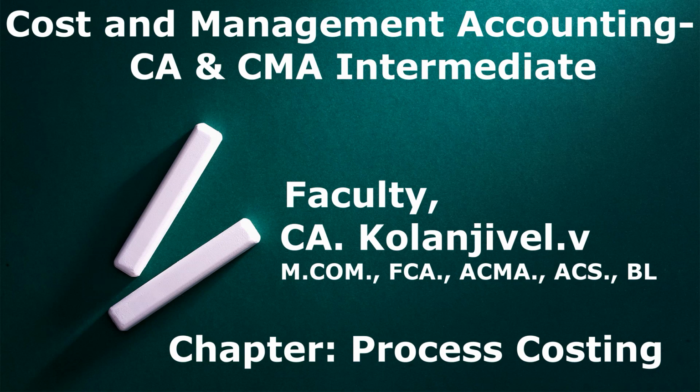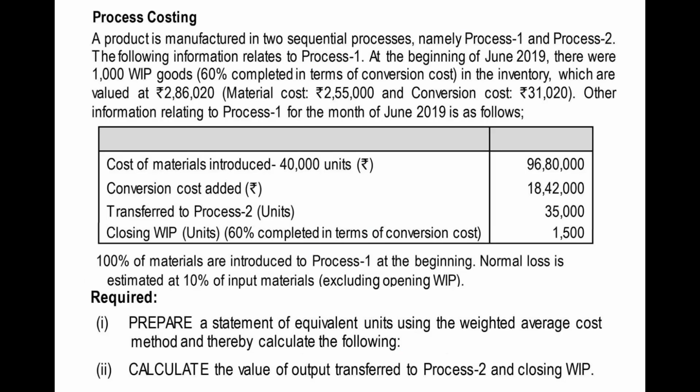We are going to discuss process costing today. I will read out the problem, explain the concept, then we can work out the problem. A product is manufactured in two sequential processes, namely process 1 and process 2. The following information relates to process 1.